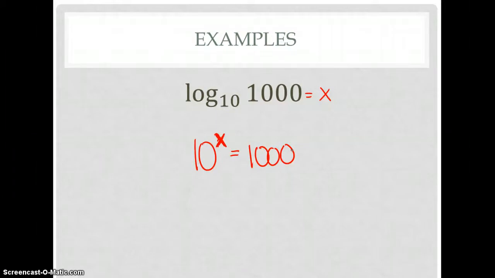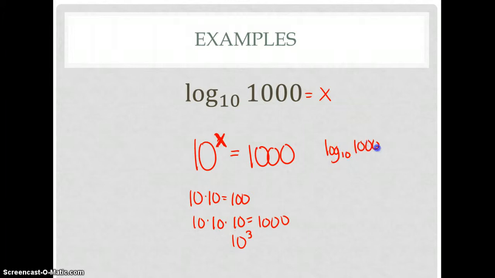Logs are relating exponents, but we're writing them in a different way. Why we're writing them in a different way, we'll see as we go on. But logs and exponents are saying the exact same thing, just in a slightly different format. So 10 to what power gives you 1,000? Well, 10 times 10 is 100, and 10 times 10 times 10 is 1,000. So again, x here would be 3. So log base 10 of 1,000 is equal to 3.